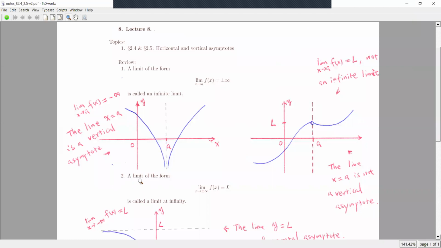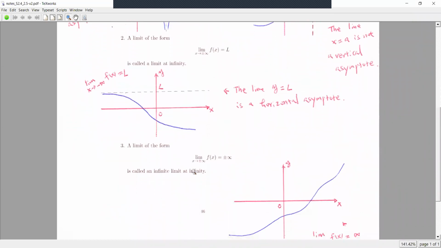Review 2. A limit of this form is called a limit at infinity. X approaches infinity. The function approaches a finite number. Here is a sketch of this limit. This limit is a limit at negative infinity. This horizontal line is a horizontal asymptote. The equation of this line is y is equal to L.